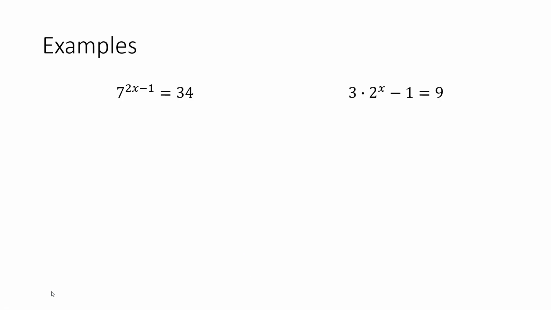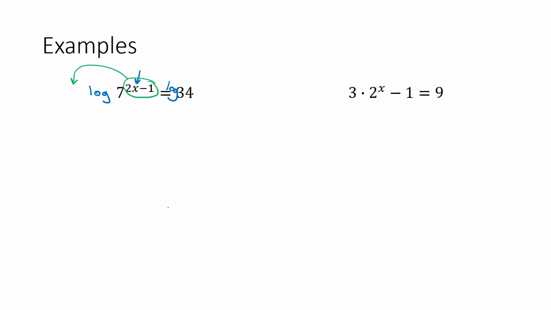So let's try a couple examples that are a little more involved, but not too difficult either. Again, we see the exponent contains the variable: 7 to the 2x minus 1 equals 34. So what we're going to do is we are going to take the log of both sides of the equation. When we do that, the exponent is going to move out front.